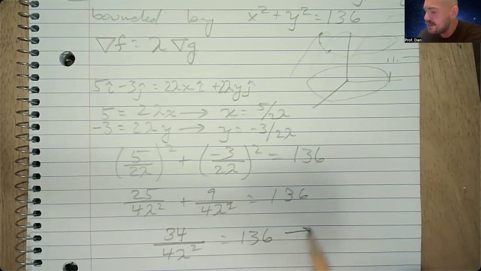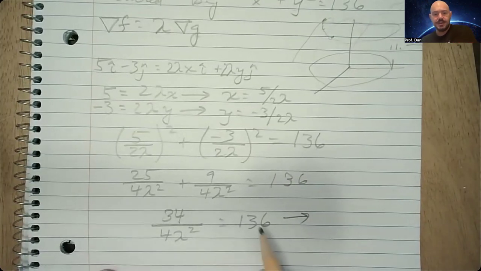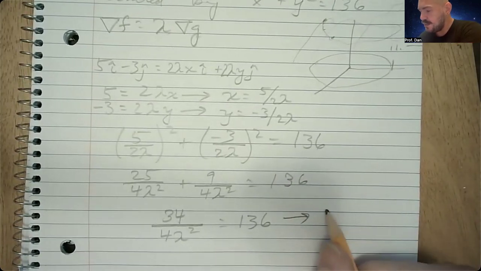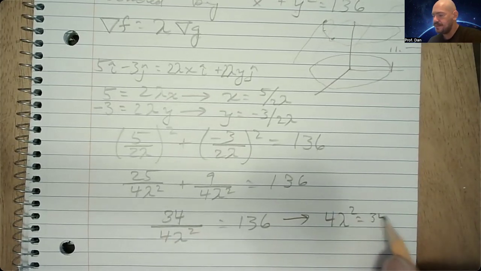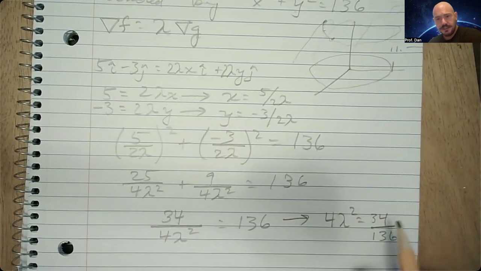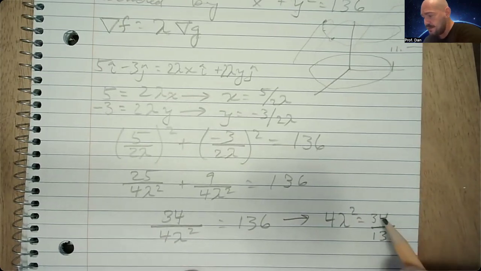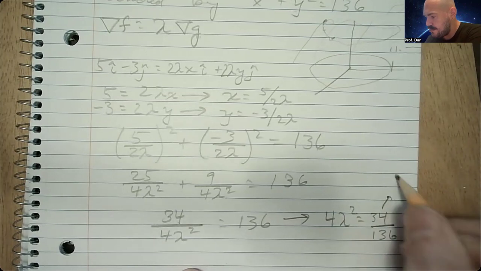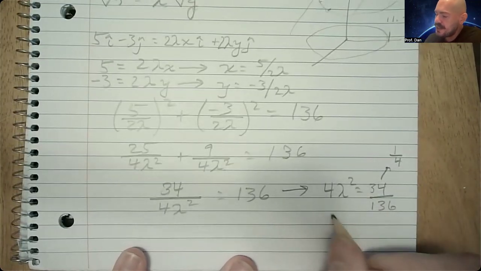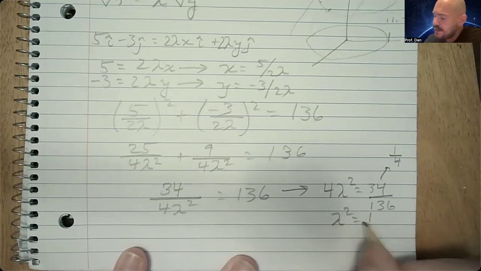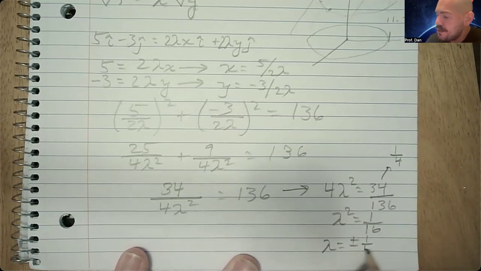Now doing a little bit of algebra, I can multiply both sides by this denominator, divide both sides by this guy, and I end up getting 4 lambda squared is equal to 34 divided by 136. And in case you didn't know, 136 is just 34 times 4. So the right-hand side actually just reduces to 1/4. So if I want to solve for lambda, divide both sides by 4, I get lambda squared is 1 over 16. Take the square root of both sides, I get lambda is plus or minus 1/4.